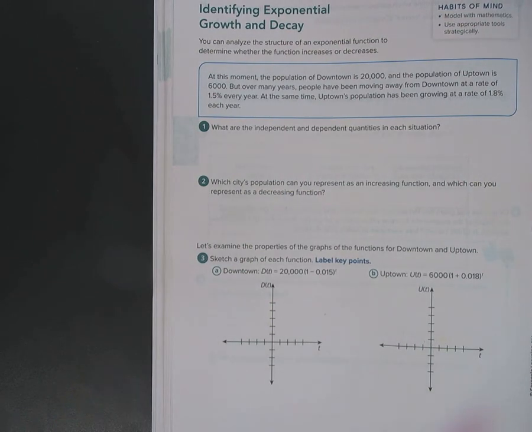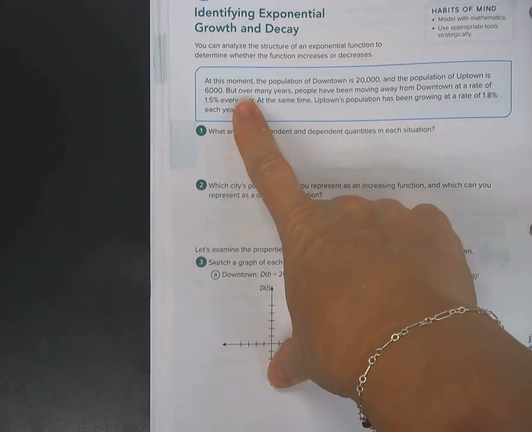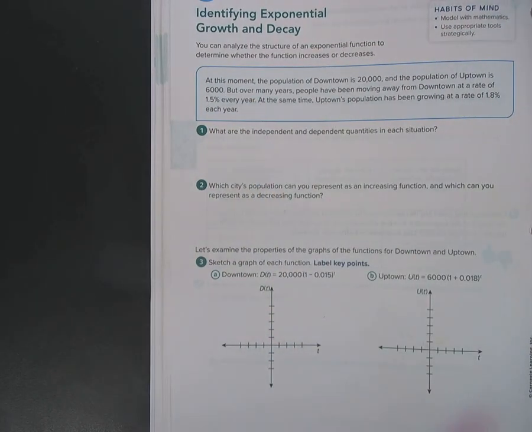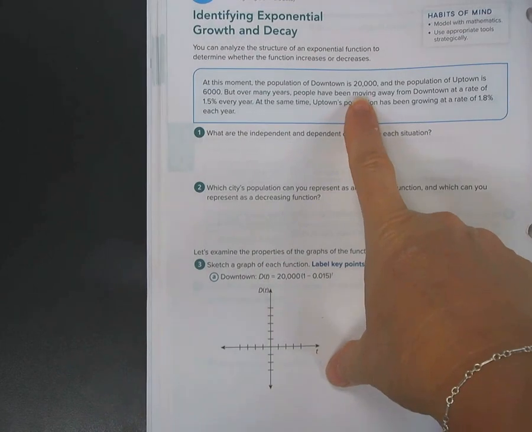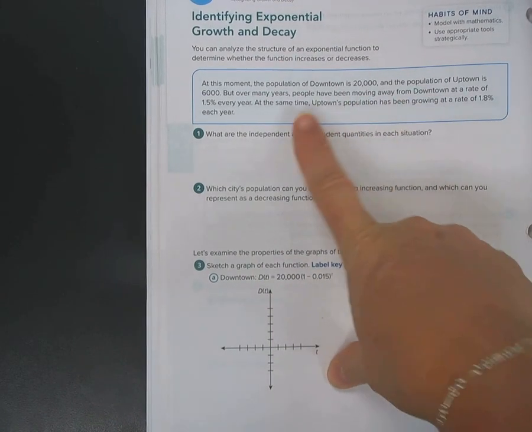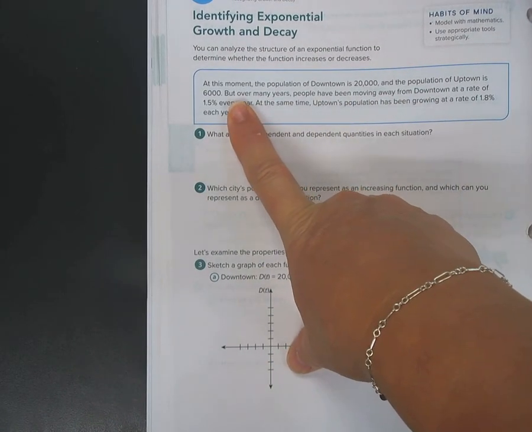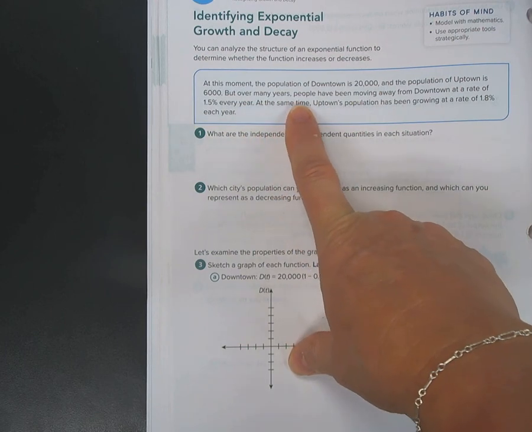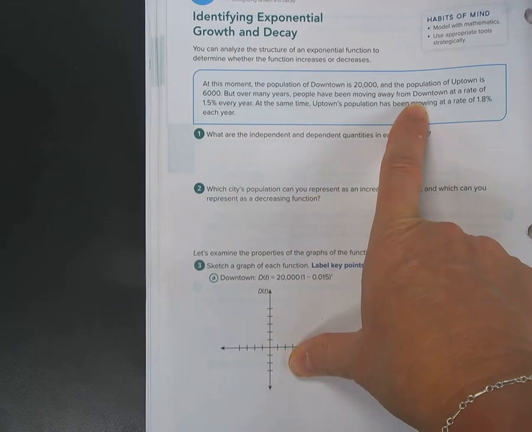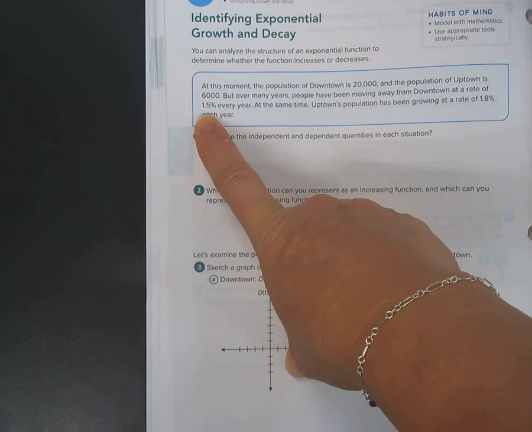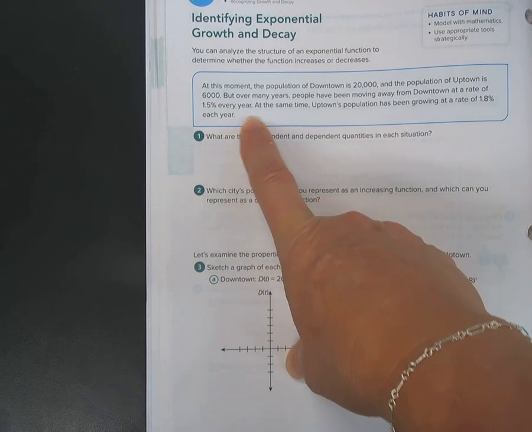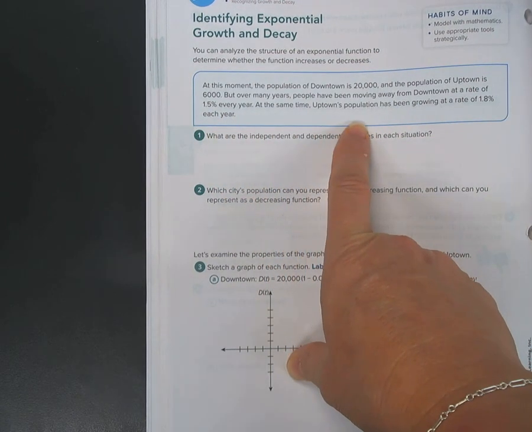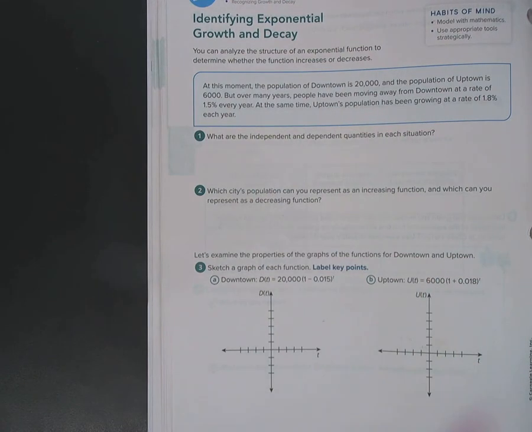Okay, so I'm going to give you guys a chance to talk in your groups and kind of do this together, but here's the concept. At this moment, the population of downtown is 20,000, and the population of uptown is 6,000. But over many years, people have been moving away from downtown at a rate of 1.5% every year. At the same time, uptown's population has been growing at a rate of 1.8% each year.